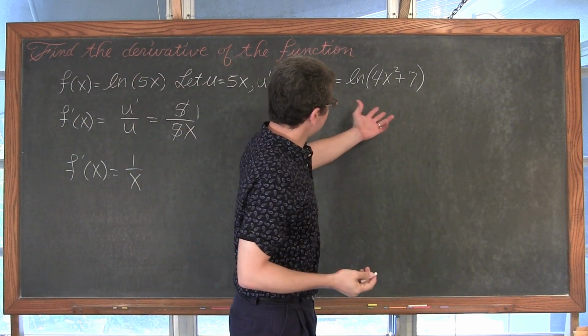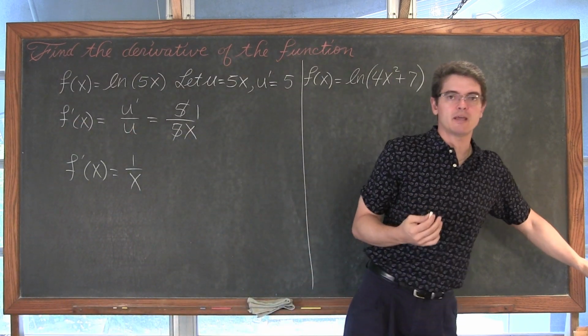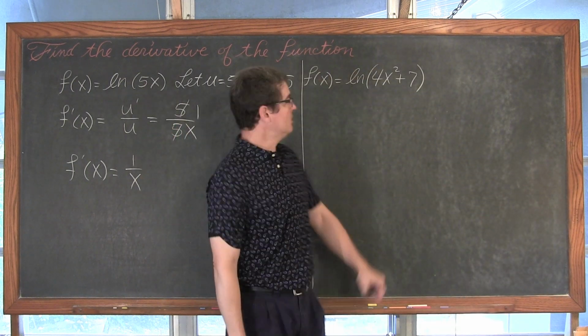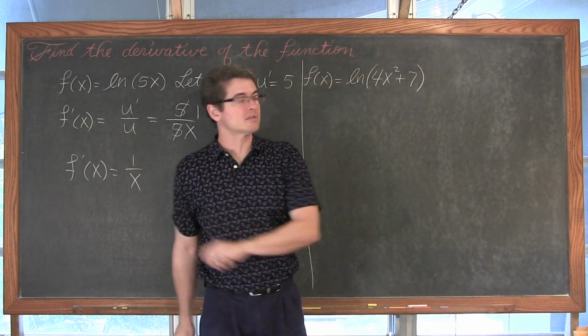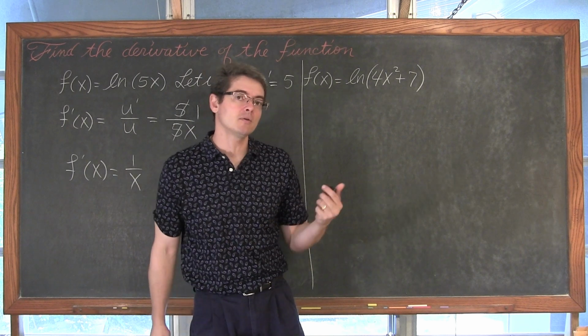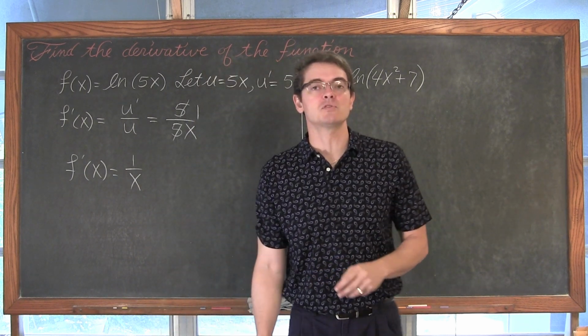So here we have another example. It looks a little bit more complicated, but 5x is a polynomial. We have 4x squared plus 7 is another polynomial, so I'm going to just step out and let you practice this u substitution on your own.